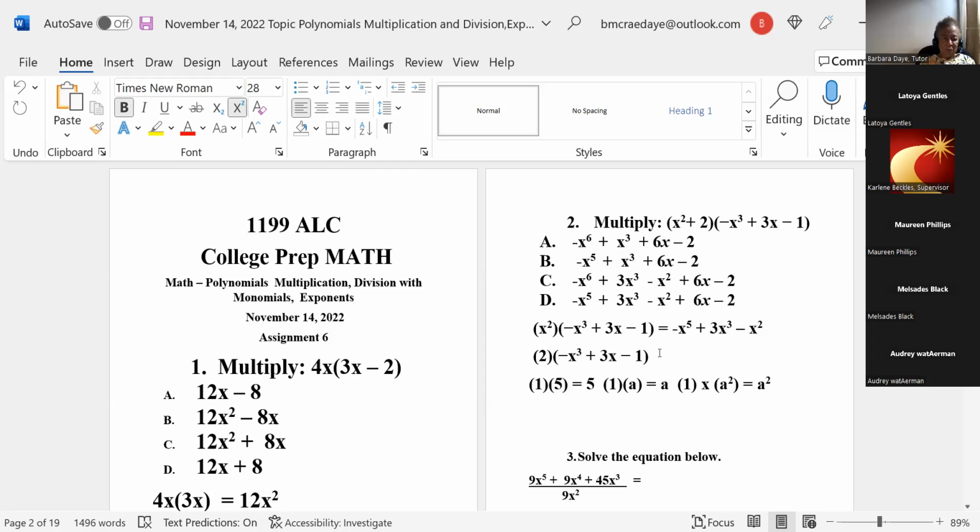Yes. Okay, so let's go to this next one. Now we multiply 2 times a minus x to the third, a 2 times a plus 3x, and a 2 times a negative 1. Okay, so let me ask you, what's 2 times a negative x to the third, Mercedes?